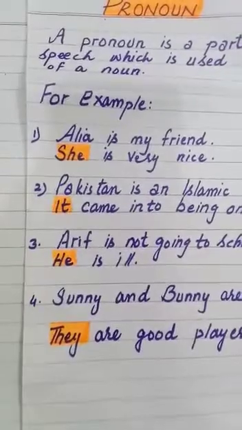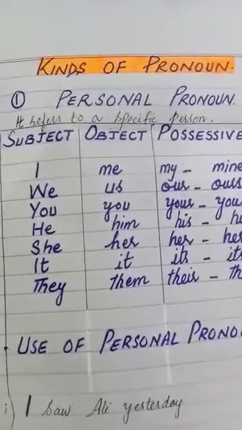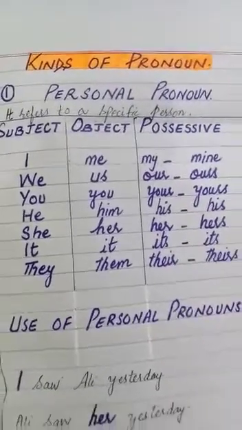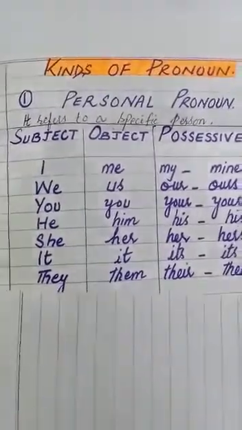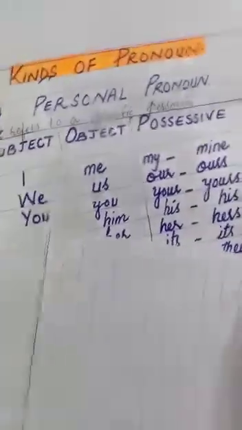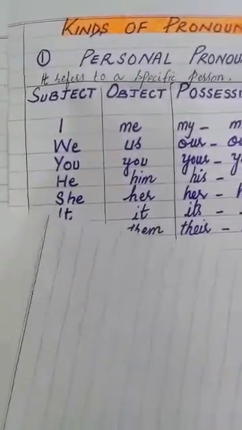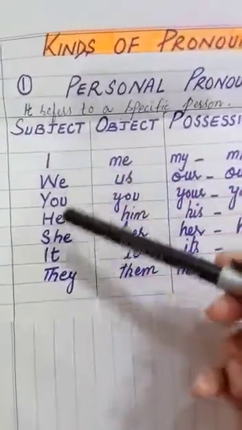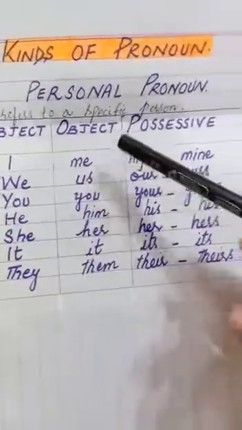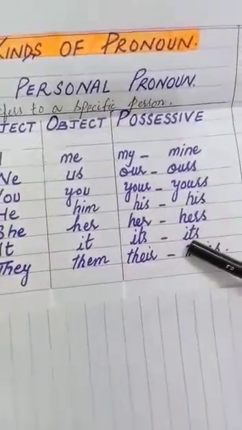Let me tell you now a brief detail of kinds of pronouns. See this table. Kinds of pronouns. Number 1, personal pronoun. And you can see a table of personal pronoun here. Personal pronoun, it refers to a specific person. Subject, subjective case of pronoun. Object, objective case of pronoun. Possessive, possessive case of pronoun.